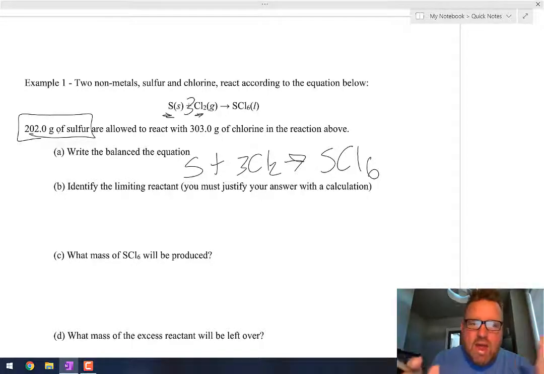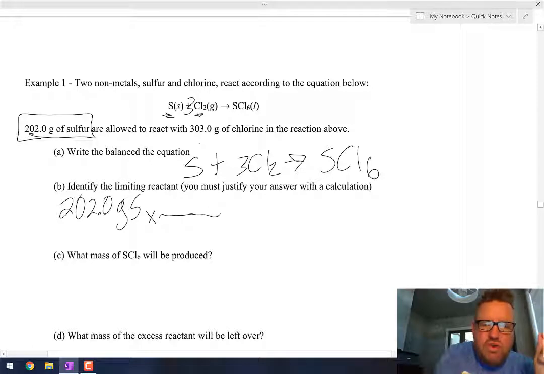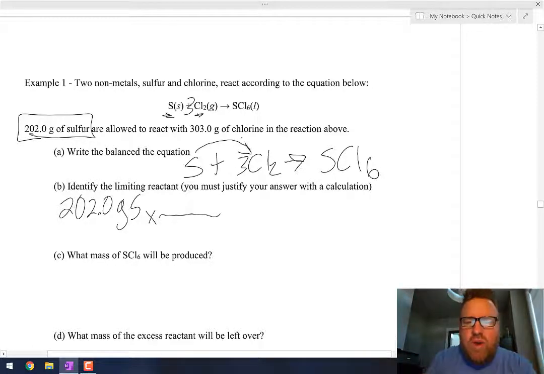It doesn't matter how you do it. You just start with one of the reactants. So I'm just going to start with 202 grams of sulfur. And what I'm going to try to do is take my mass of sulfur and figure out how much chlorine do I need to react with all of that.